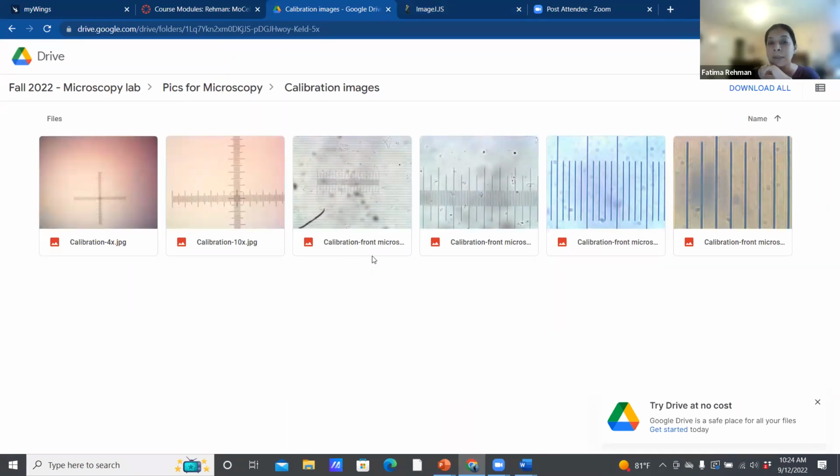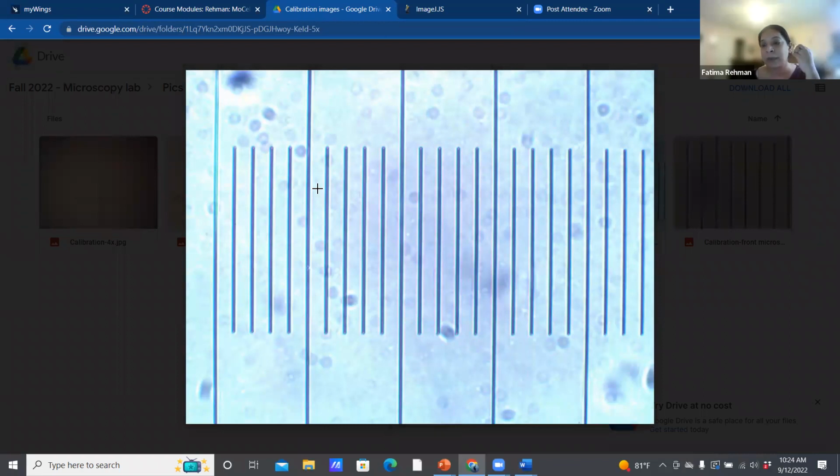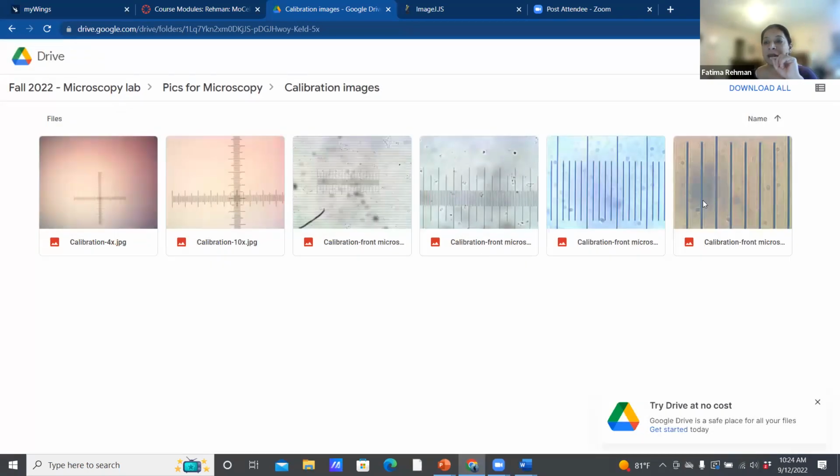Now for calibration images, the only one that you need is actually the 400X, which is right here. This is the only image. When you look at it, it will say 40X objective lens. That's the only image that you need to calibrate to for today. Later on, if you need the 10X or the 1000X, then you would take that particular calibration.